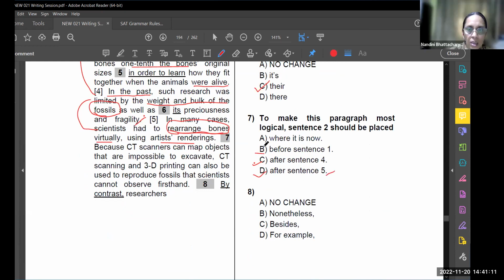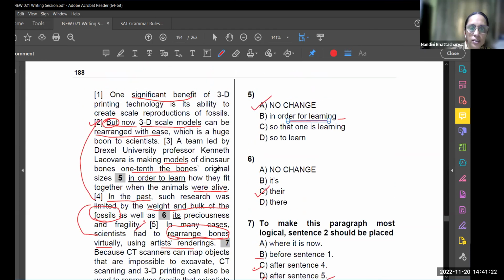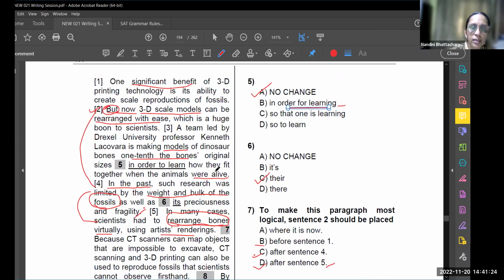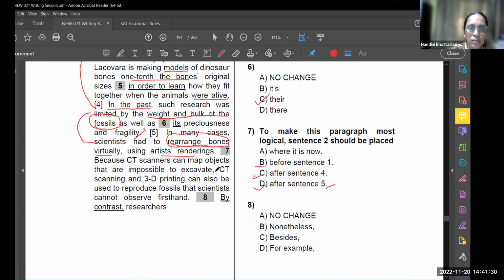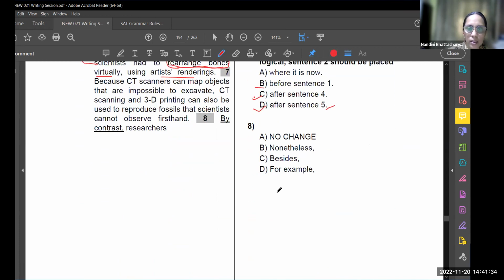Right? So now all your doubts are solved. Yes. Yeah, ma'am. So you have to analyze the sentences, see what each sentence is talking about, which are the sentences that are connected and nothing can go in between, right? And then we look at where it can be placed best. Okay, now question number 8.